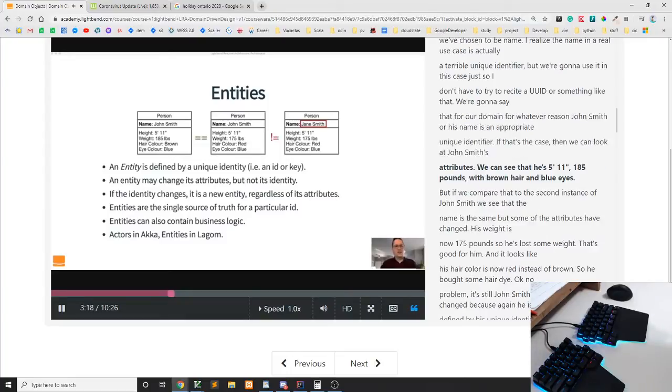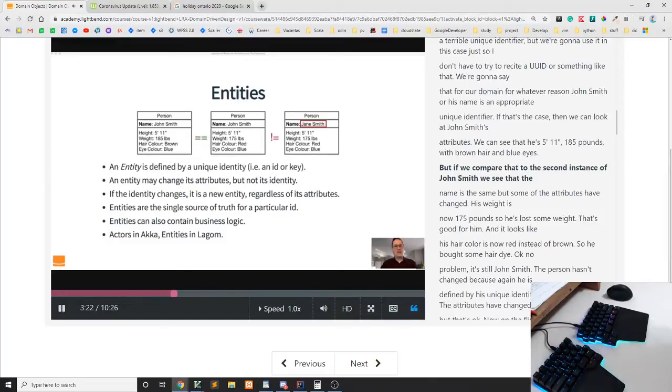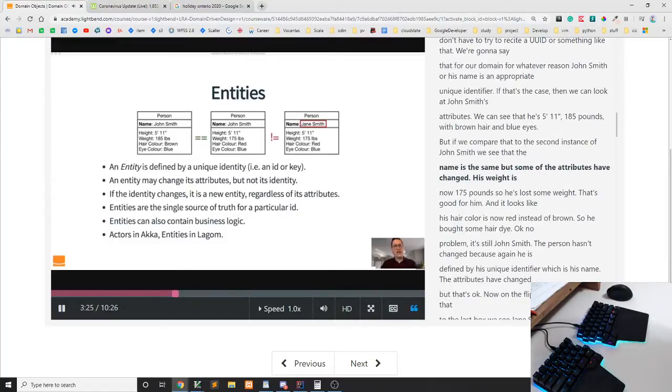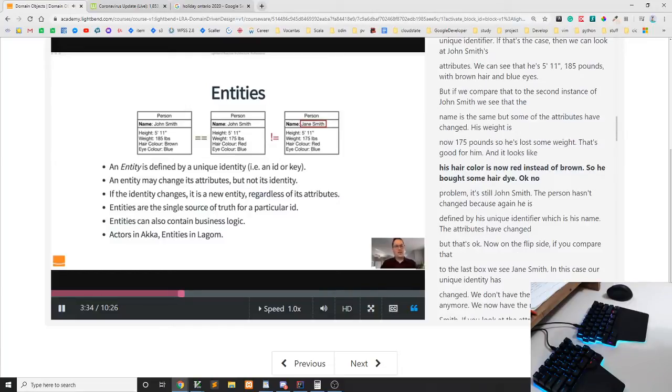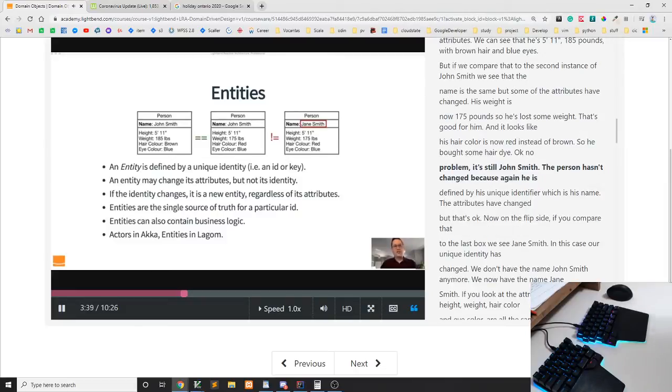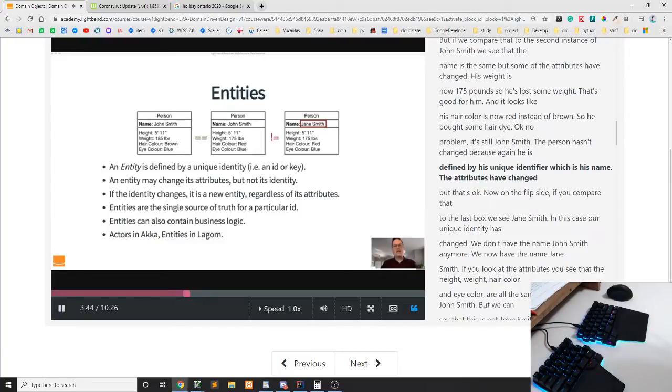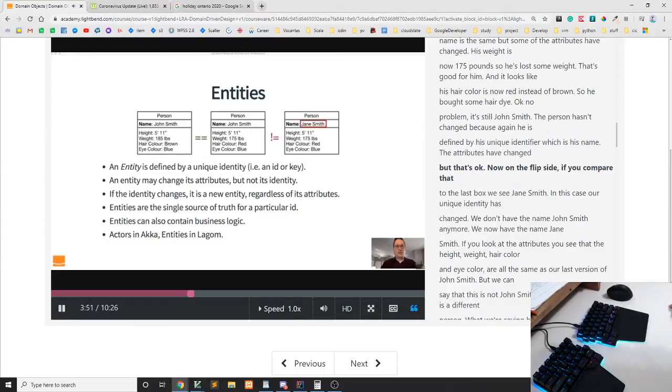Now, if that's the case, then we can look at John Smith's attributes. We can see that he's 5'11", 185 pounds with brown hair and blue eyes. But if we compare that to the second instance of John Smith, we see that the name is the same, but some of the attributes have changed. His weight is now 175 pounds, so he's lost some weight. That's good for him. And it looks like his hair color is now red instead of brown, so he bought some hair dye. Okay, no problem. It's still John Smith. The person hasn't changed because, again, he is defined by his unique identifier, which is his name. The attributes have changed, but that's okay.